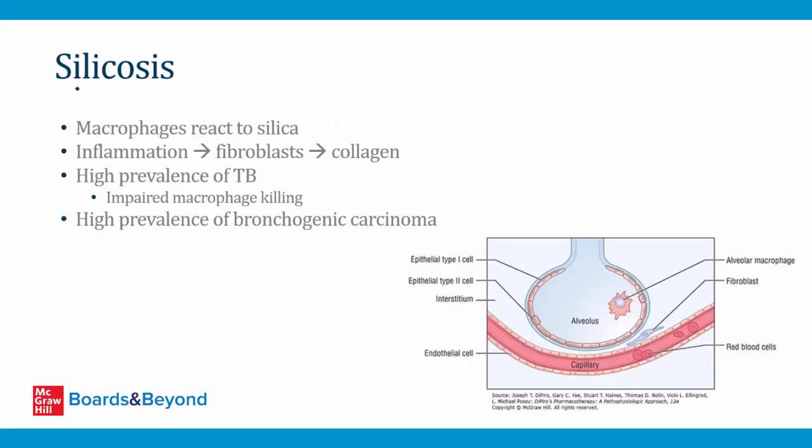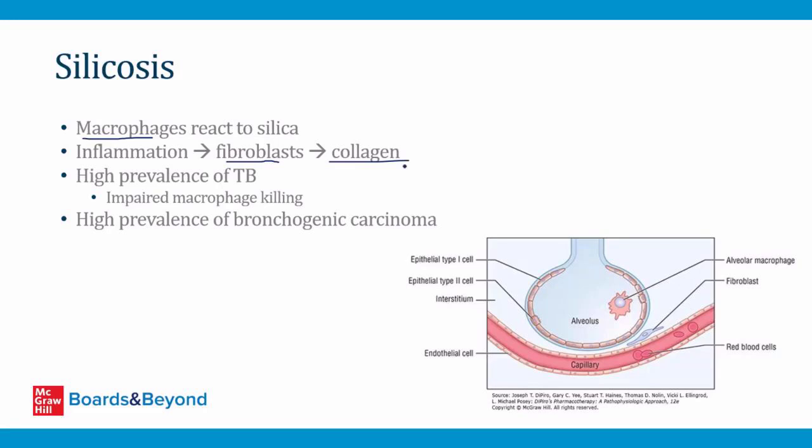What happens in silicosis is when the small particles of silica are inhaled, the macrophages in the lungs react to this. This leads to inflammation, which draws in fibroblasts that lay down collagen, and that leads to fibrosis of the interstitium, which causes restrictive lung disease.